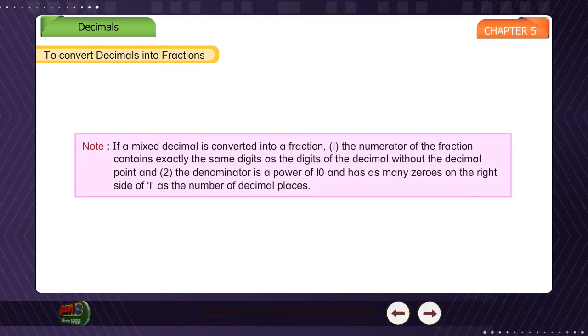Note, if a mixed decimal is converted into a fraction: 1. The numerator of the fraction contains exactly the same digits as the digits of the decimal without the decimal point, and 2. The denominator is a power of 10 and has as many zeros on the right side of 1 as the number of decimal places.